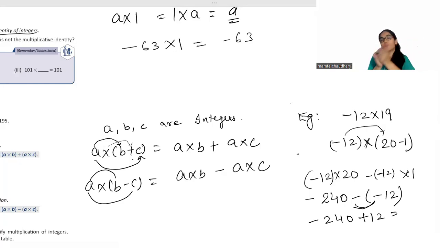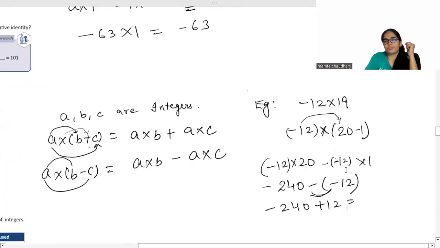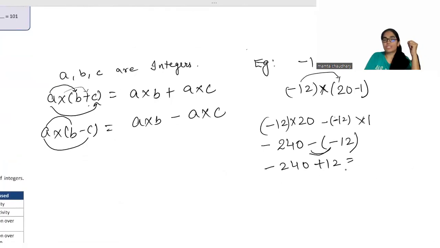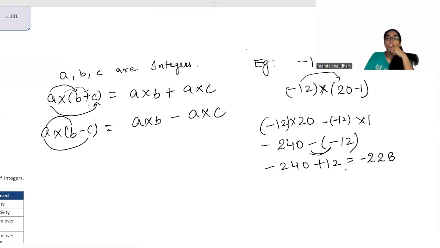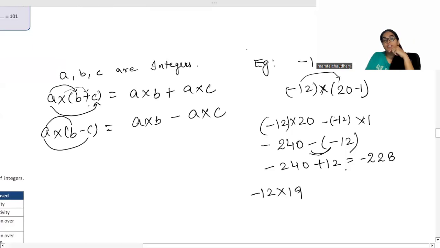Now minus 240 plus 12: one is negative, another one is positive. If we have two numbers with different signs, we will subtract them and then write the sign of the greater absolute value. So we'll subtract 240 minus 12, and you will get 228. Now 240 and 12, which one is greater? 240. What sign does 240 have? Negative. So it will be minus 228. So whenever you multiply minus 12 by 19, you will get minus 228, right?